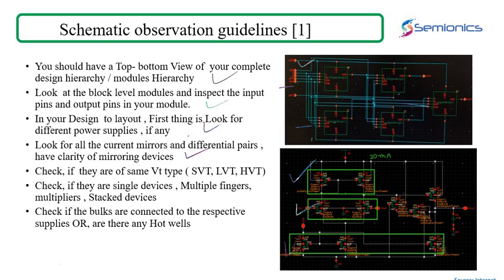The easiest way to figure out how many mirroring devices there are is to look for a diode connected device first and highlight the gate net of it. Here it will clearly show you that wherever the gates are connected, all those devices are a part of the same current mirror. That's the easiest way to figure out which mirroring devices are part of that particular current mirror. Now you know that these are the devices which you have to match. This is a current mirror here, this is a differential pair over here.